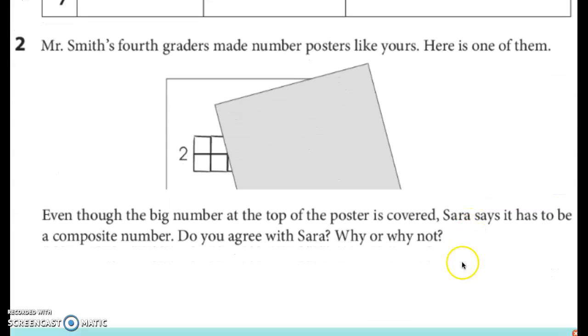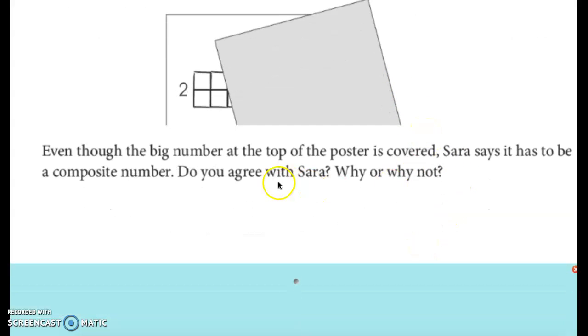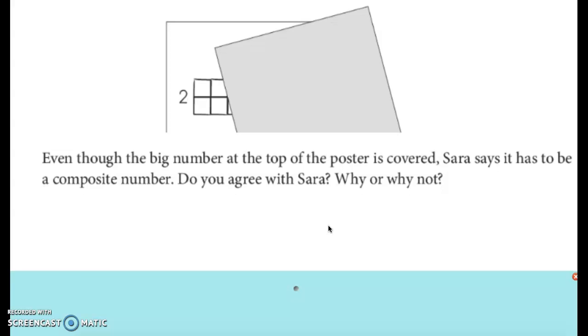This is the poster that one of the students in Miss Smith's class made. You'll notice that the number at the top is a mystery to us. The question reads, even though the big number at the top of the poster is covered, Sarah says it has to be a composite number. Do you agree with Sarah? Why or why not? Look at the poster and write whether you agree with Sarah, yes or no, and why or why not. Please pause the video and take time to complete number 2.